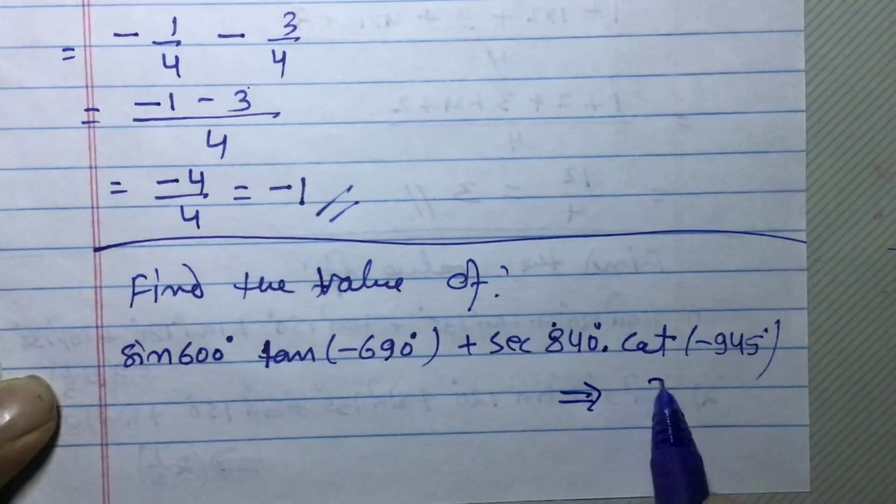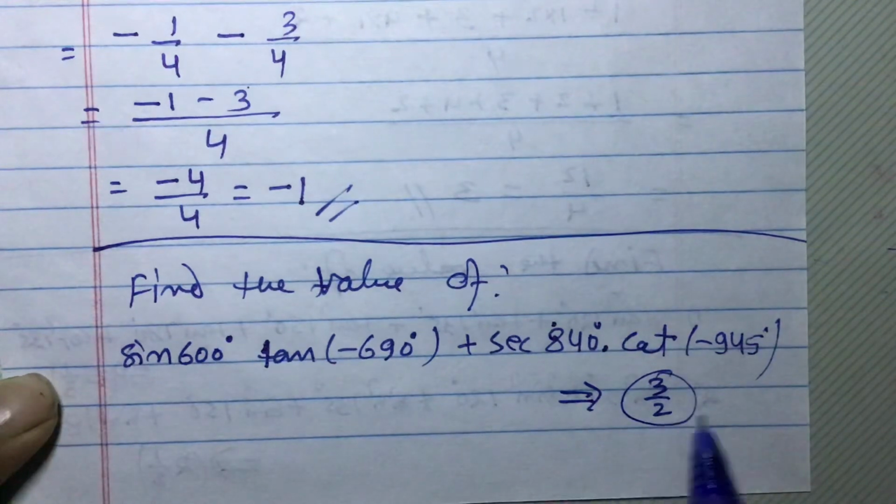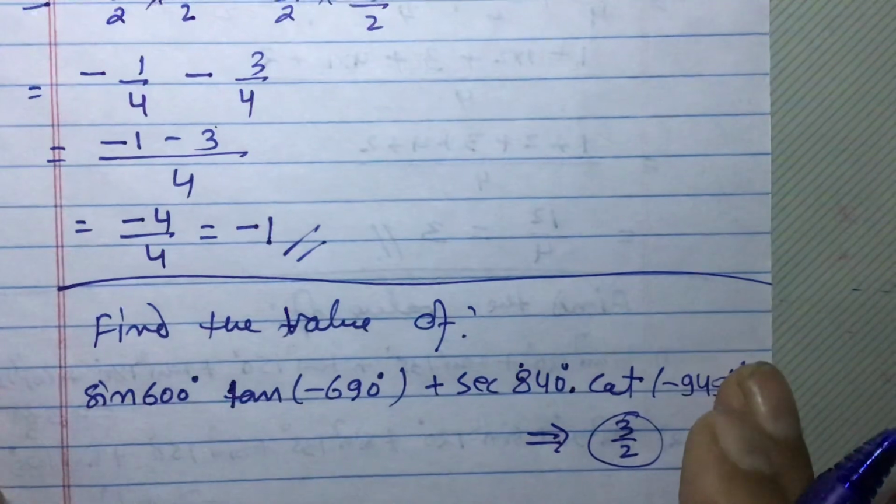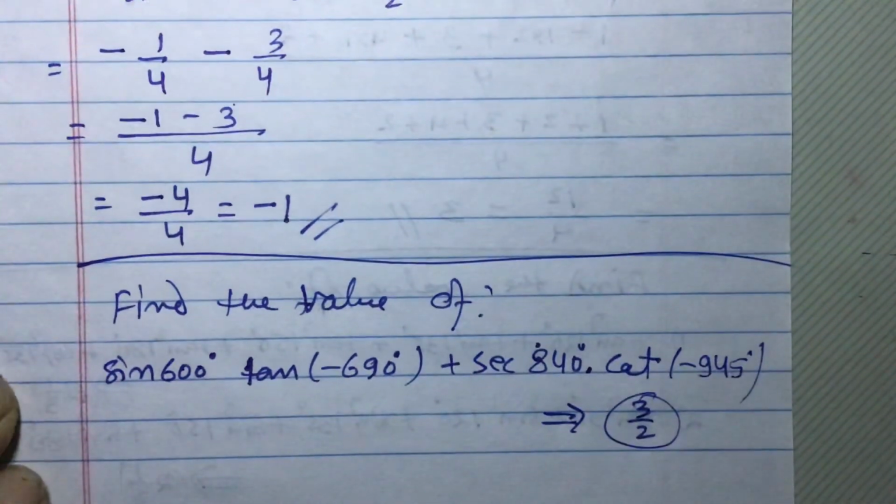And its answer will come 3 by 2. You can do this one. And more questions you can practice from your book also. Both of these two questions are out of your book. And then now you can get more benefit.